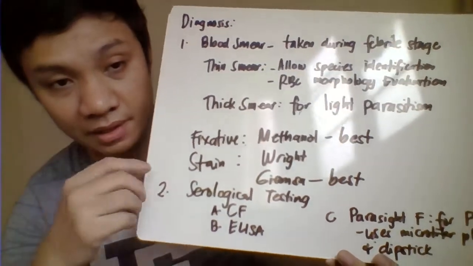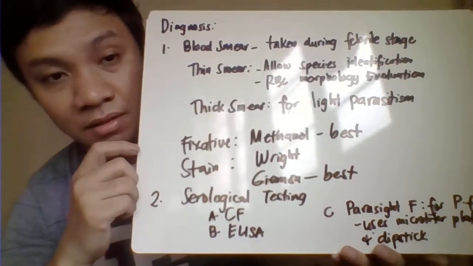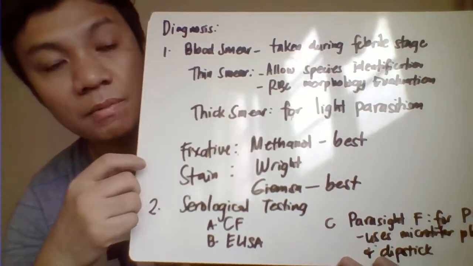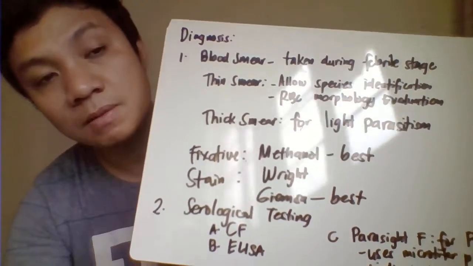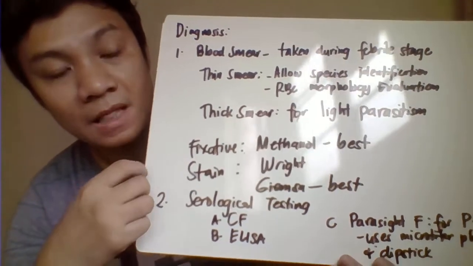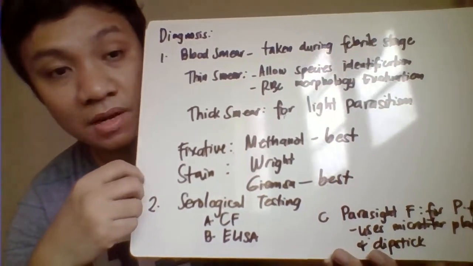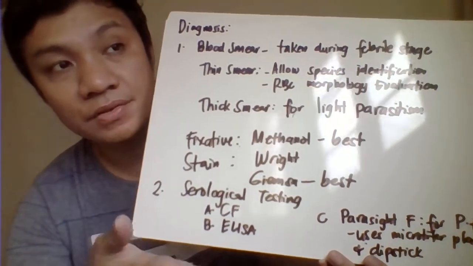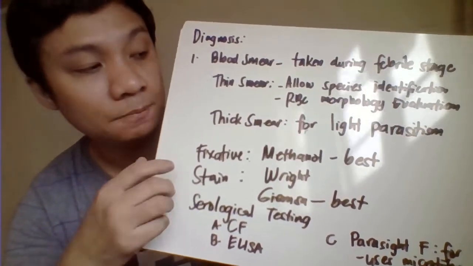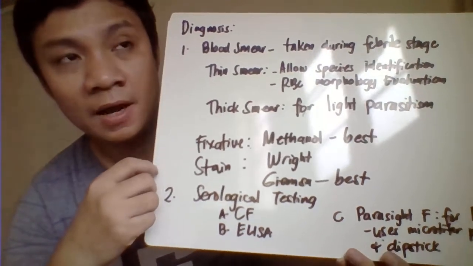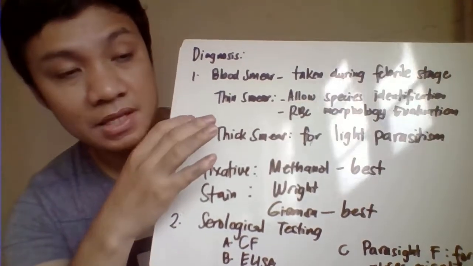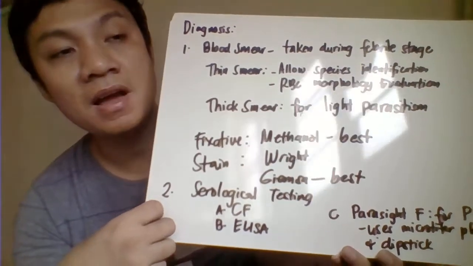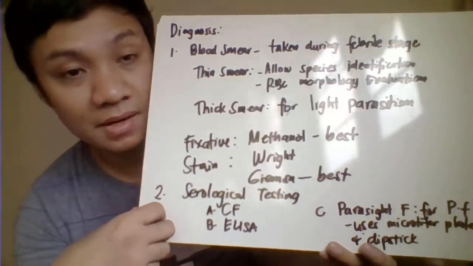Remember that in our characteristics kanina, there are some species here which are having the normal na RBC morphology, like in the case of your falciparum, in the case of your malariae. But in the case of your vivax, meron siyang enlarged and pale ang kanyang RBC. Then we have also enlarged and oval for the ovale. You could only evaluate that if you are having the thin smear. Okay, pero pag light parasitism ang ating thin smear, hindi siya makarecover ng parasite.